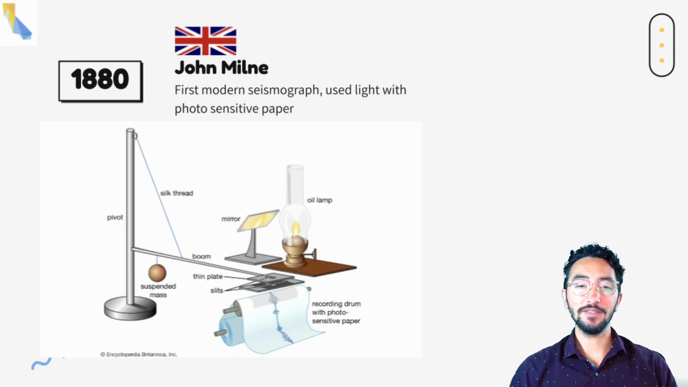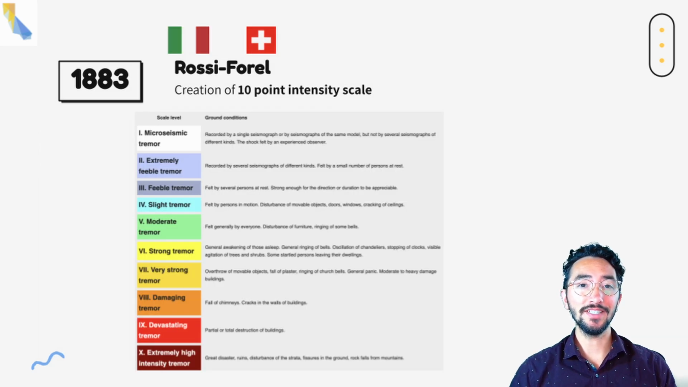This one, of course, has a suspended mass, but also, interestingly enough, it has photosensitive paper and a light source, and that was its means for recording the intensity and duration of the seismic event. In 1883, we get a 10-point intensity scale.